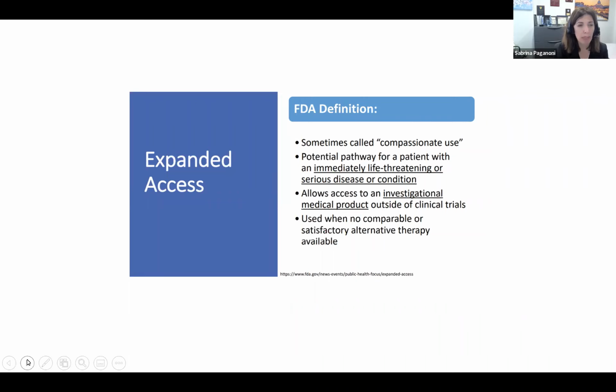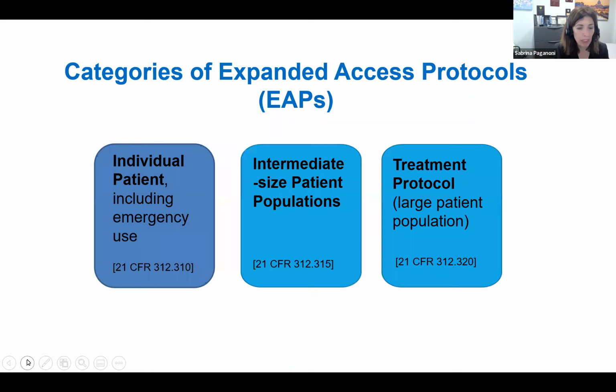Specifically, this FDA regulated mechanism, which has been present in the regulations for decades, is a pathway for patients with an immediately life-threatening or serious disease or condition to access an investigational product outside of clinical trials if there's no comparable or alternative treatment available. Now, the FDA regulations also categorize the types of protocols this can fall under. Specifically, EAPs can be given to an individual patient, to intermediate-sized patient populations, or larger populations. Again, this is part of the regulations, and that's what's already in place.